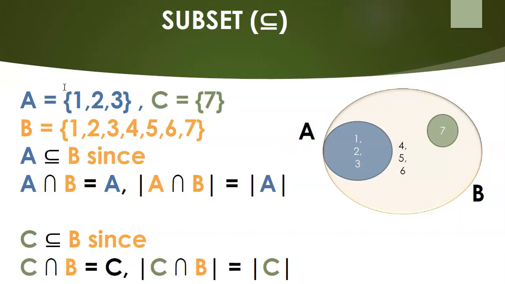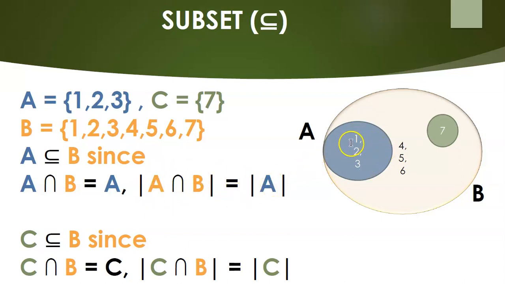An important topic to discuss is subsets. Let's take a look at this example here, right? We have three sets. Set A consists of 1, 2, 3. Set C consists of the number 7, and set B consists of 1, 2, 3, 4, 5, 6, and 7. So in this case, the subset is denoted by this notation, a horizontal U with a bar under it, and a set A is a subset of B when the intersection of the two sets equals A, as well as the cardinality of the intersection equals that of A.